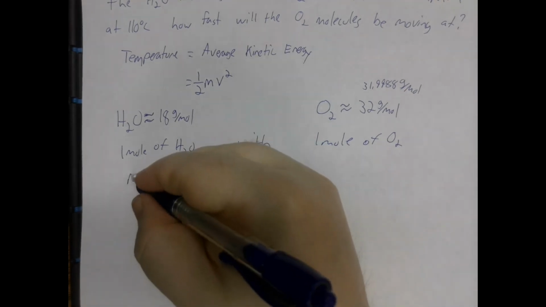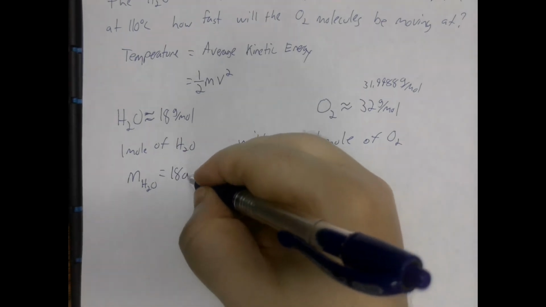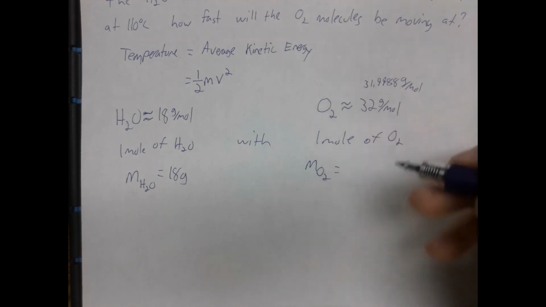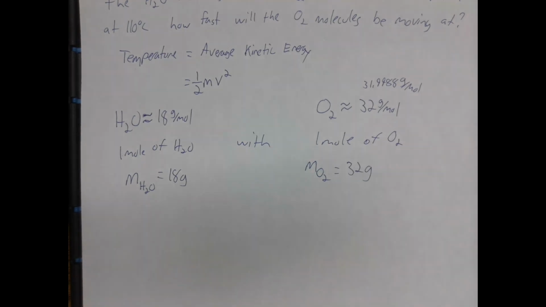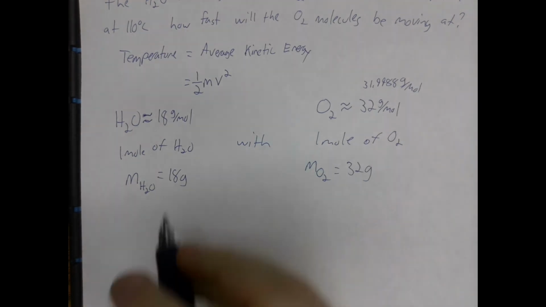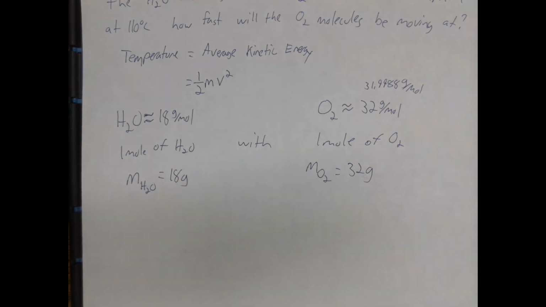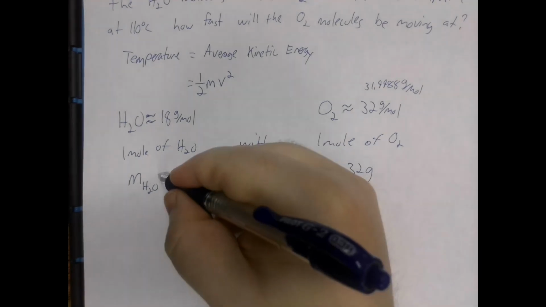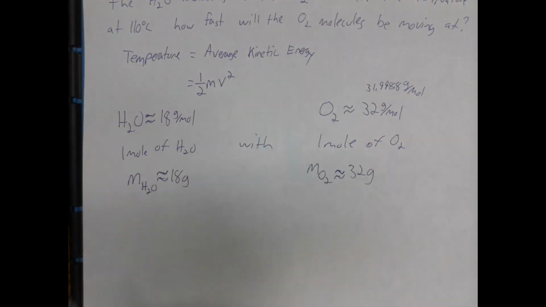That means that the mass of H2O would be exactly 18 grams, and the mass of O2 will be exactly 32. Or I shouldn't say exactly, it would be approximately, because I'm not using the exact values. Again, you would have to look up, it's really 18.0125 or so, something like that. So this symbol right here, these two tildes, mean approximately.